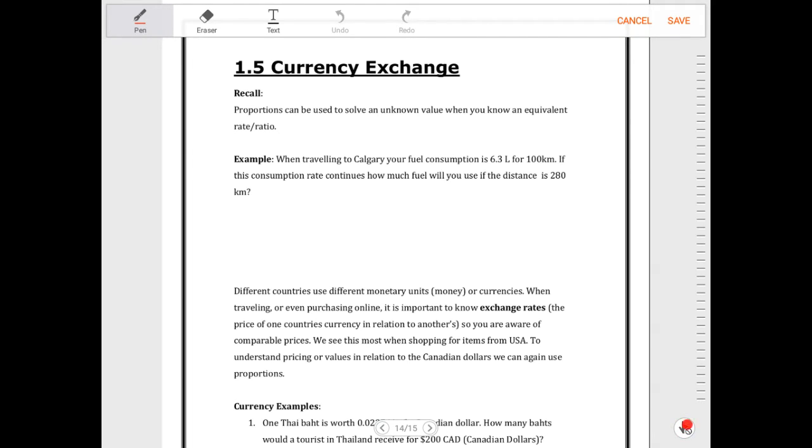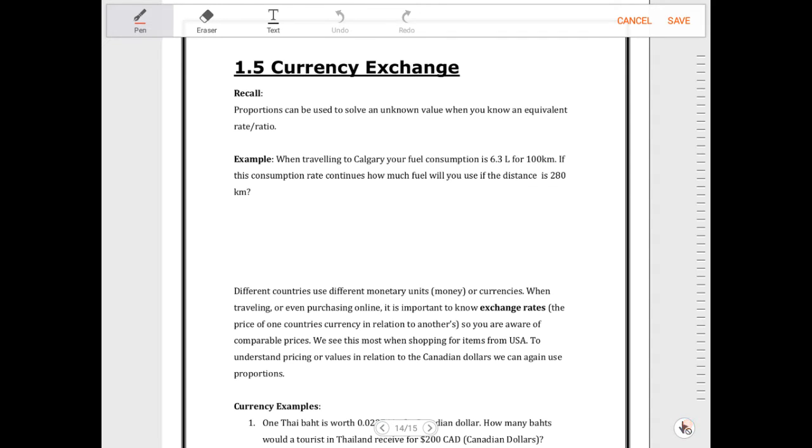Again, I want to come back quickly to the proportions, okay? And that's what we're going to use here over and over and over. So it says here, recall, proportions can be used to solve an unknown value when you know an equivalent rate or ratio. So here's an example. When traveling to Calgary, your fuel consumption is 6.3 liters for 100 kilometers. If this rate continues, how much fuel will you use if the distance is 280 kilometers?